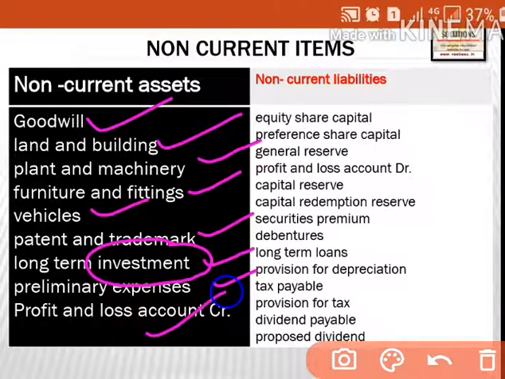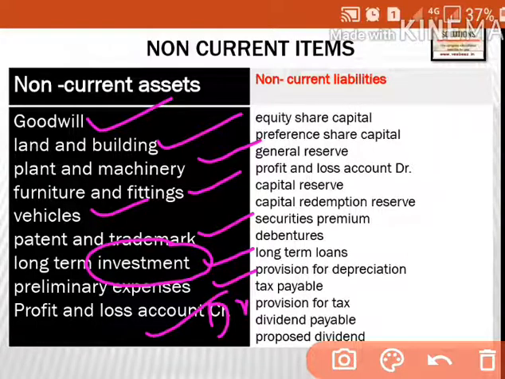Then profit or loss account balance. Profit or loss account debit balance, not credit balance, debit balance. It will be there on the asset side. It means loss of the company, accumulated loss of the company. It is also a fictitious item. These are considered as non-current assets.